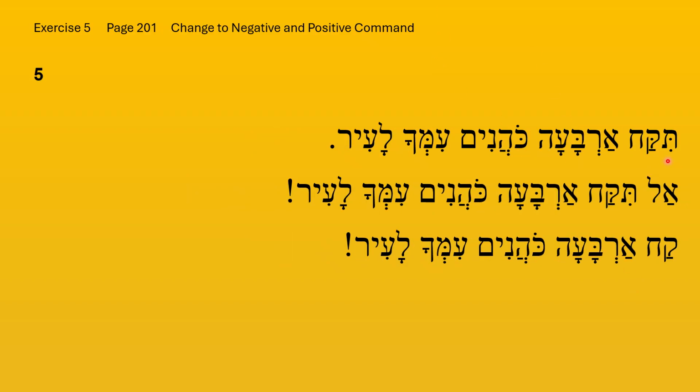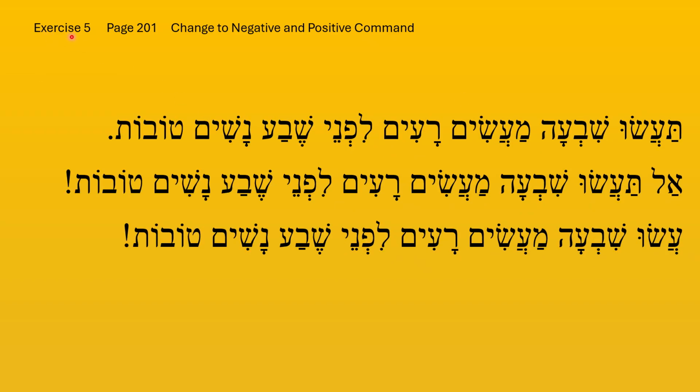Number 5. Tikach arba'a kohanim imcha la'ir. So you will take 4 priests with you to the city. Al tikach arba'a kohanim imcha la'ir. Do not take 4 priests with you to the city. Kach arba'a kohanim imcha la'ir. Take 4 priests with you to the city.